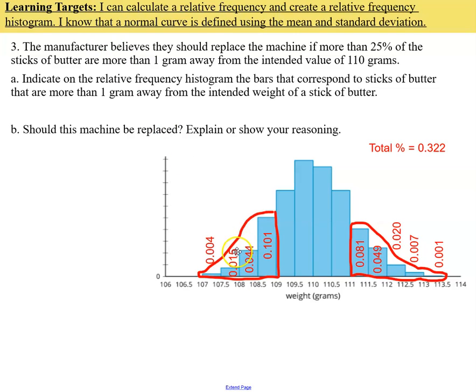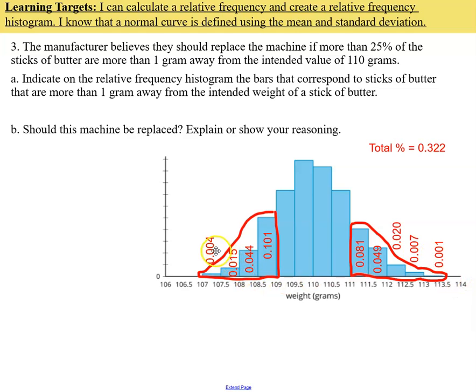And if you notice, what I've done is I've drawn a circle, or a shape, around the bars that represent more than 1 gram away from the ideal weight of 110 grams. So everything below 109 and everything above 111. And what I've done is I've also taken the frequencies, which are the percentages, or the decimal versions of those, and I have overlaid them on top of each bar.